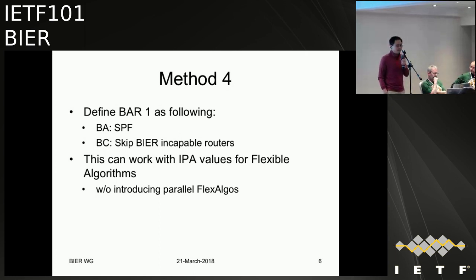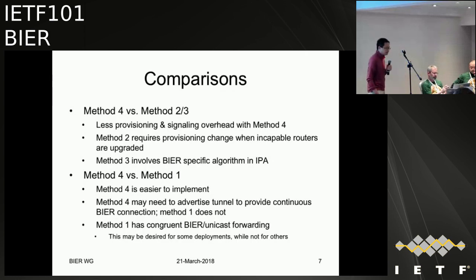We basically define bar value 1 here as a beer specific algorithm. Well, the algorithm is the SPF. The constraint here is that you skip beer incapable routers. With that, you do not need to define any new topology or flex algo. But if you have flex algo or topology, it works together very nicely. Next slide. I have some comparisons here.